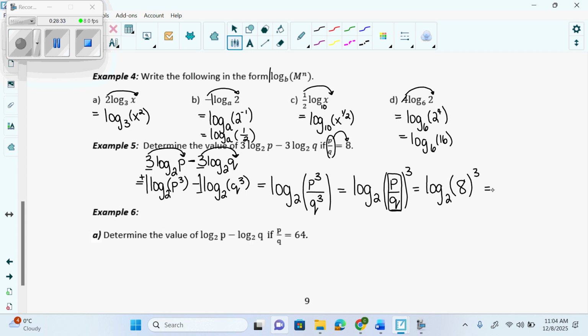Which should be 27. No, 9. Oh my gosh, let's just be erasing. The 3 can drop in front. This would be 3. 3 times 3 is 9. The answer should be 9.